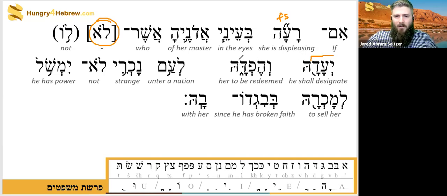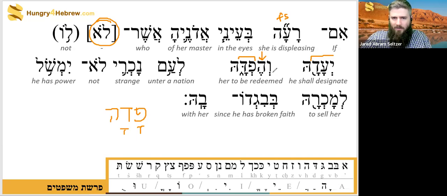Vehefdah. That's hefdah, I misread it. So here the root has to do with being redeemed. No, it doesn't. The root is pei dalet yod, like padah, pidyon. So he shall cause her to be redeemed. There we go. So this would be the hey of Hefil then? The hefdah shall be redeemed.